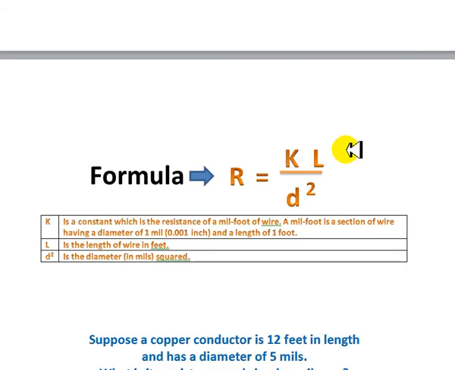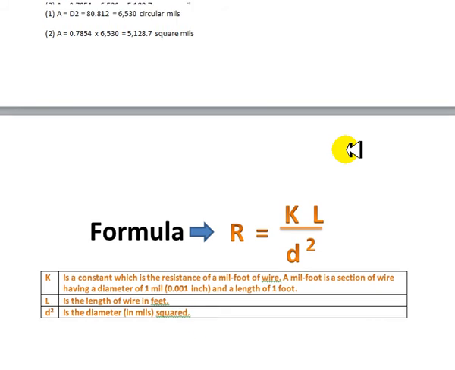Now this is the formula we're going to use here. It says R, which is resistance, equals K times L divided by D square, which is the diameter squared. K is what we were talking about, the 10.4 up there, remember? K is a constant, which is the resistance of a mil foot of wire. Remember that 1 foot of wire that we talked about? A mil foot is a section of wire having a diameter of 1 mil, 1/1000th of an inch, and a length of 1 foot.